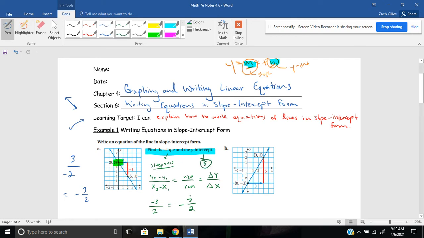Okay, we found our slope. We found our y-intercept, excuse me. Now we just need to write it in slope-intercept form. Let me give myself a little bit more room here.